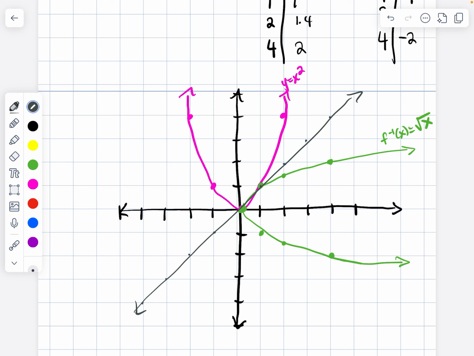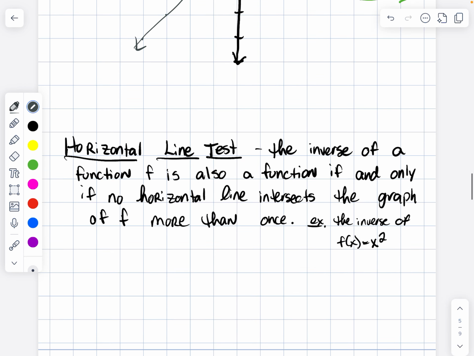All right. Now, an important thing to know is this horizontal line test. Whenever you want to test whether, well, let me just say what it says. The inverse of a function, f, is also a function if and only if no horizontal line intersects the graph of f more than once. And that should say the graph of f, it's meant to be f. So we can tell whether the inverse is a function by looking at f.